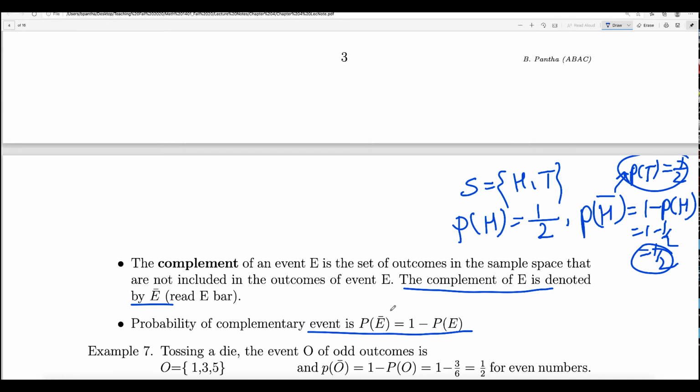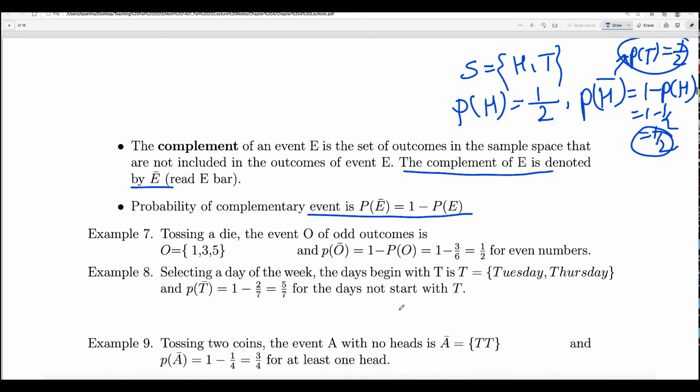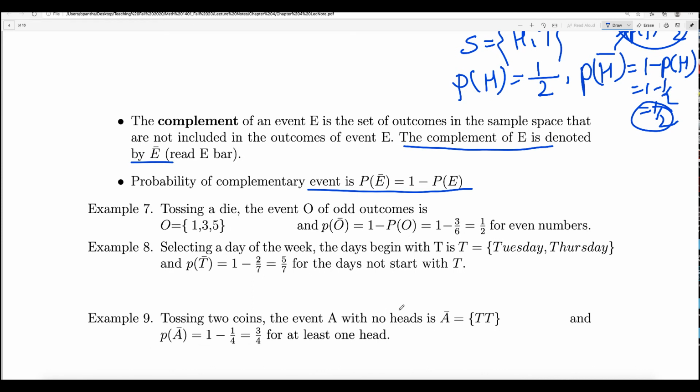Let us look at example number 7. In example 7, tossing a die, the event O of odd outcomes is 1, 3, 5. Because when you roll a dice, the sample space is 1, 2, 3, 4, 5, 6. Which ones are the odd outcomes? 1, 3, and 5 are the odd outcomes. This is how we denote it. Now, what is the complement of odd? It is 1 minus P(O). This is how we find it, right?